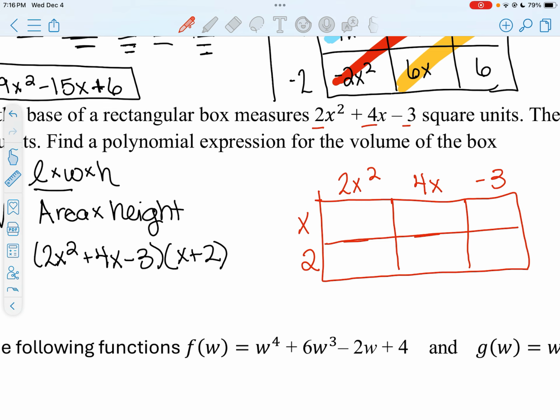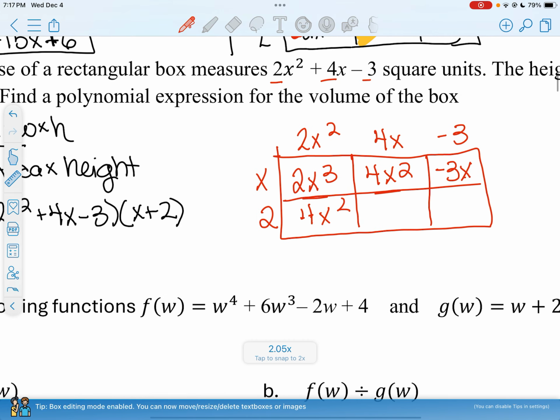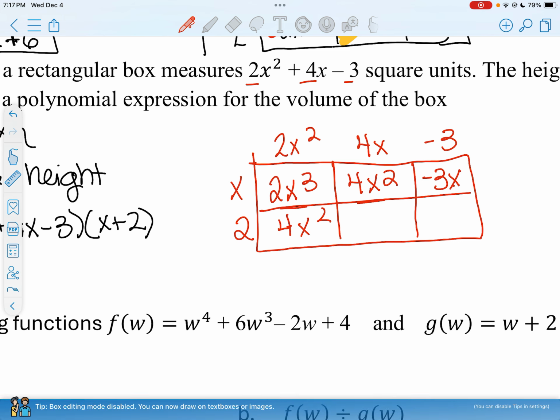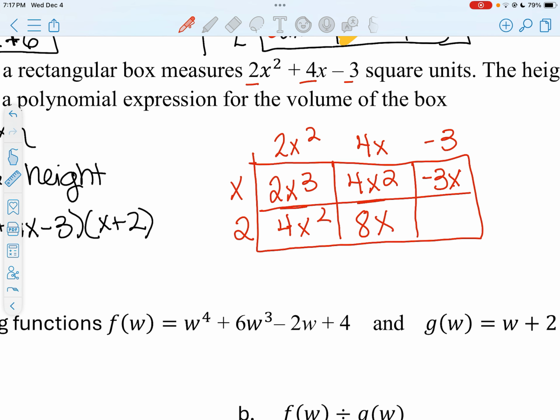2x squared times x is 2x cubed. 4x times x is 4x squared. Negative 3 times x is negative 3x. 2x squared times 2, that's a 4x squared. 4x times 2, that is 8x. And 2 times negative 3, that is negative 6.